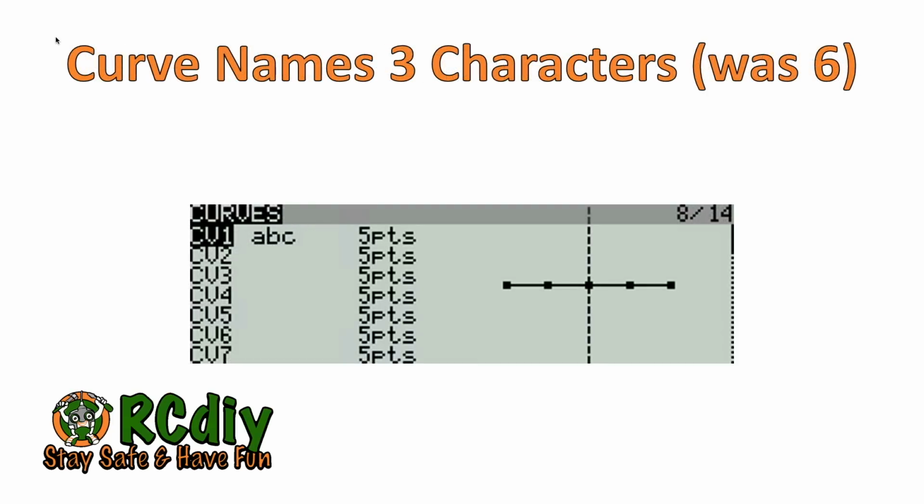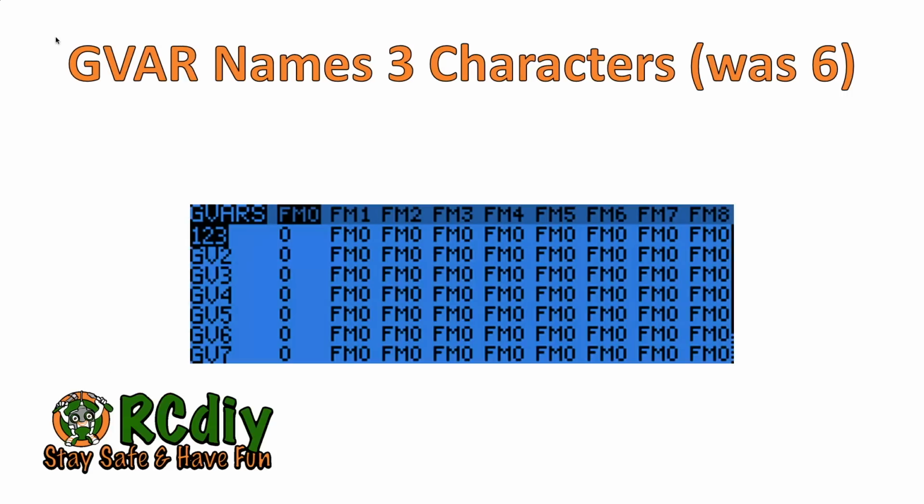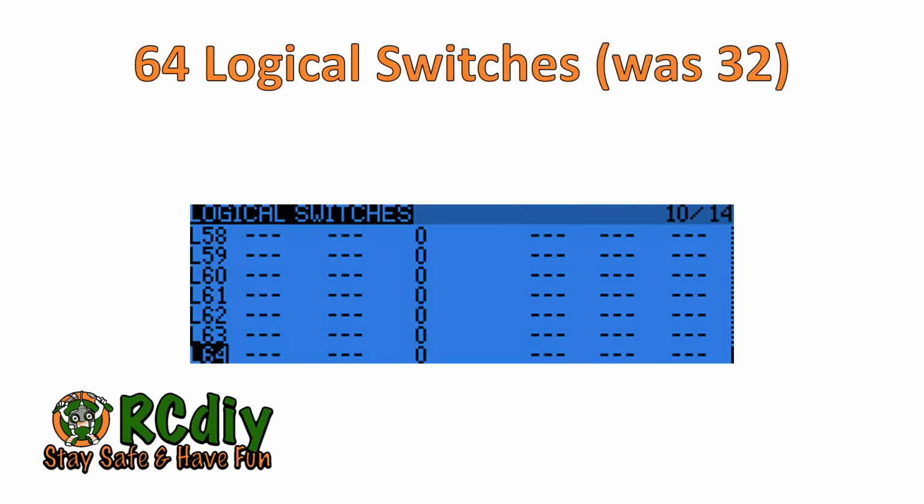Curve names have now been reduced to 3 characters. They were 6 characters long. Same goes for global variable names. They used to be 6 characters, now there are only 3. There are now 64 logical switches, an increase from 32.